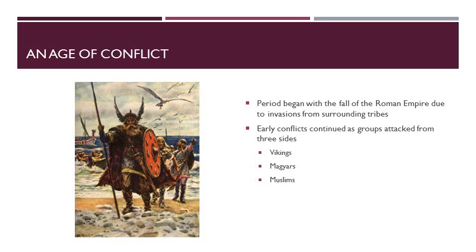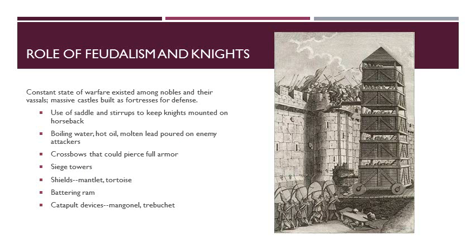It begins with the fall of the Roman Empire due largely to invasions from surrounding tribes. And periods of conflict continue as groups attacked Western Europe on three sides: the Vikings from the north, the Magyars from the east, and Muslims from the south. Because of the conflict, people lived in a constant state of warfare, and there was a need for security and protection. So vassals would pledge themselves to nobles.